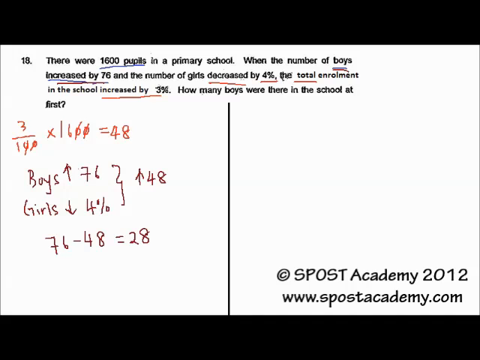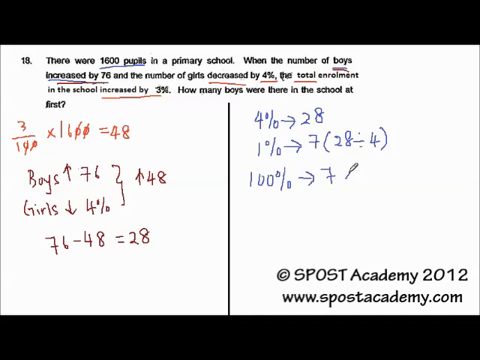So from here we know that 4% of the girls is equivalent to 28. So 1% of the girls will be equal to 7, and this is given by 28 divided by 4. Now to find the original number of girls at first, we just need to use 100%. So 100% is 7 times 100. That gives us 700 girls.